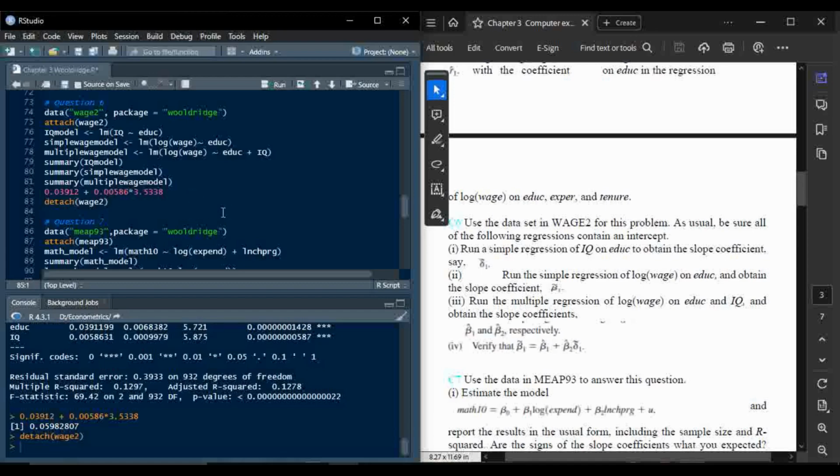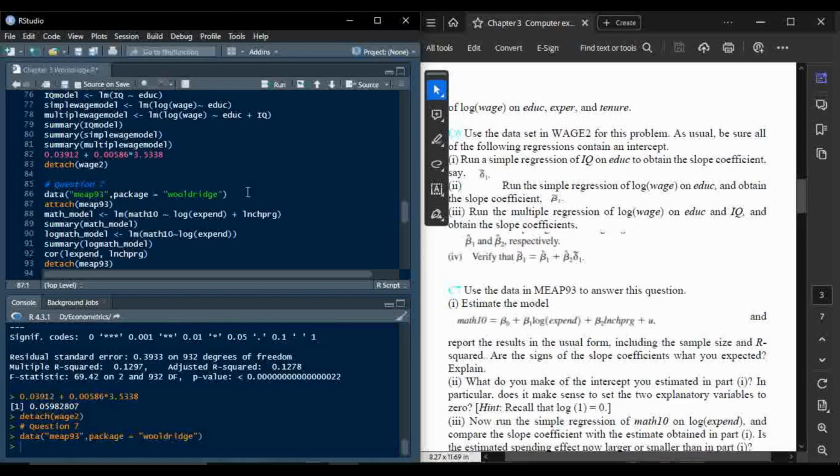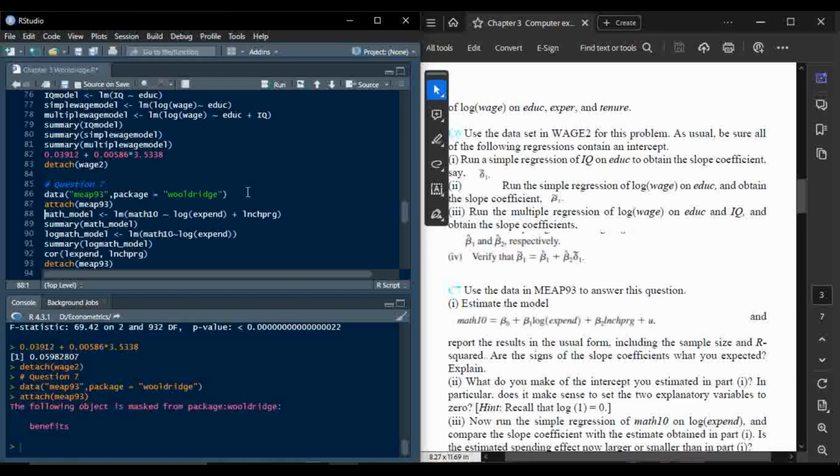Now let's start with question number 7. It utilizes the dataset MEAP93. Let's call this dataset through the data command and use this package wooldridge. Press Ctrl plus Enter, attach this dataset. Now here we are. What is the first part of the question?